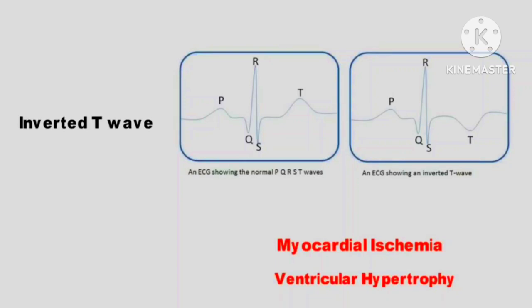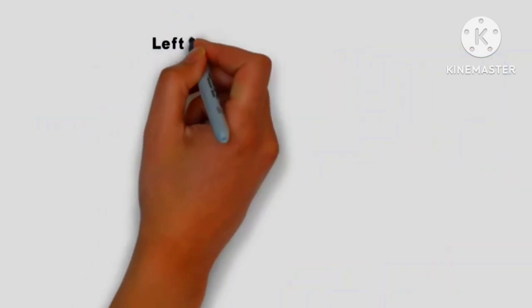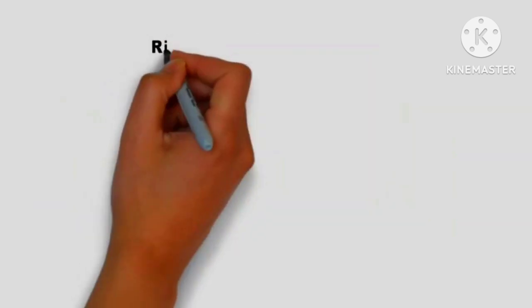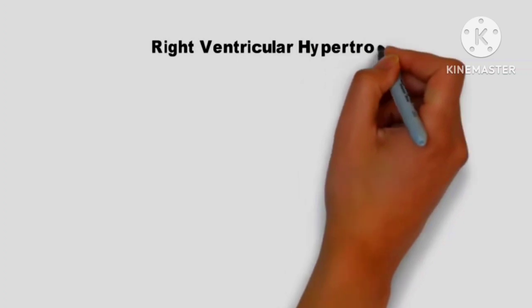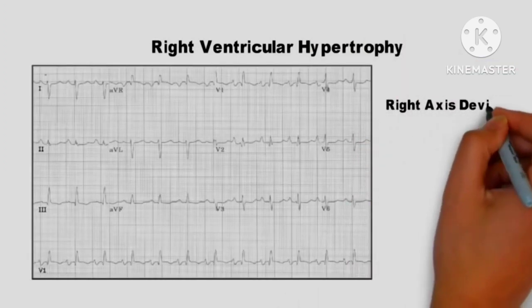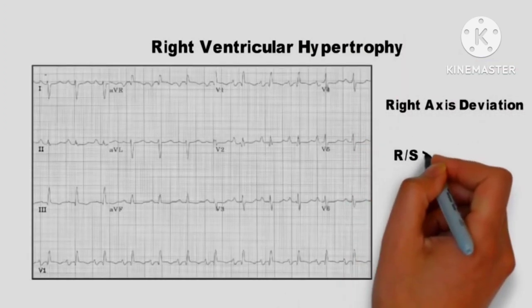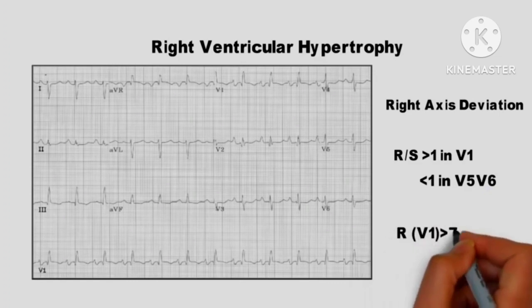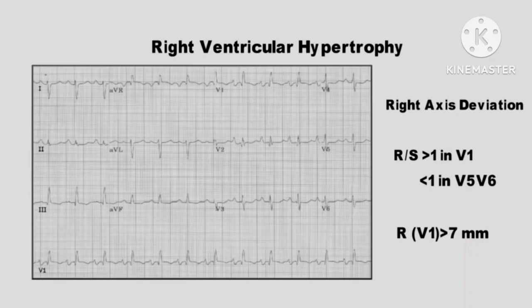Now let's discuss how the ECG looks in hypertrophy. In left ventricular hypertrophy, if the deepest S wave in V1 or V2 is more than 35 mm, then LVH is present. Whereas in right ventricular hypertrophy, there will be right axis deviation, R by S ratio more than 1 in V1 and less than or equal to 1 in V5 or V6, and also R wave in V1 is more than 7 mm. This is the simplest criteria to detect RVH.